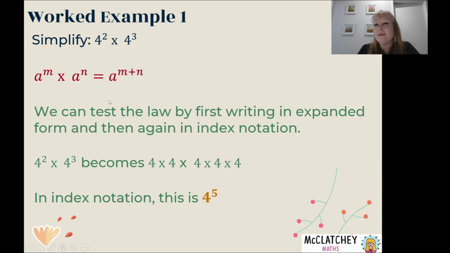So this law is basically a shortcut. Every time we get one of these situations, we don't want to have to expand it out, especially if we've got powers of 10 or 15 or something like that. Writing that out and then shrinking it again would be really annoying and time consuming. So that's why we have this rule. It's a lovely little shortcut.